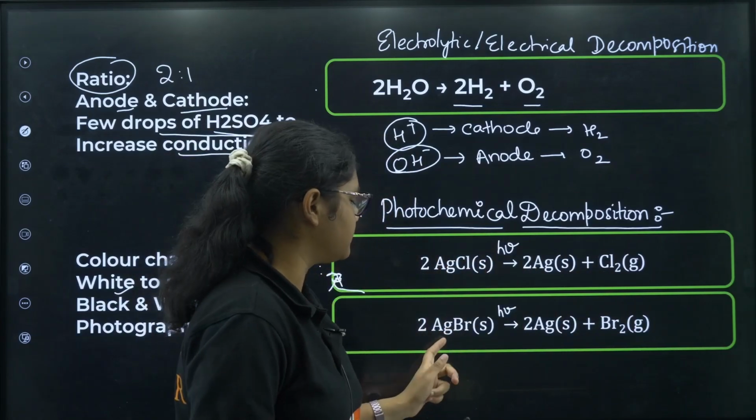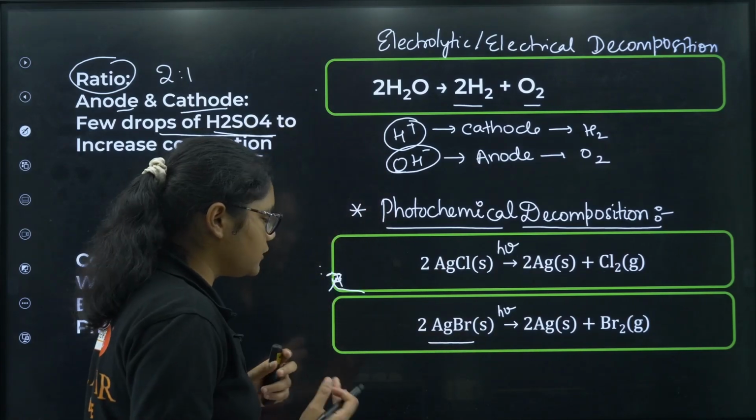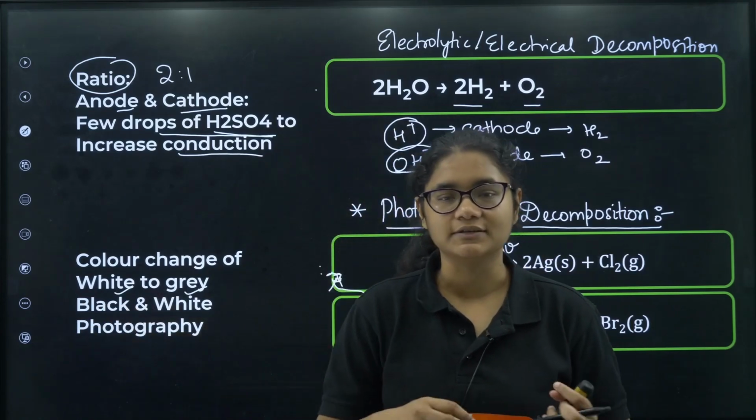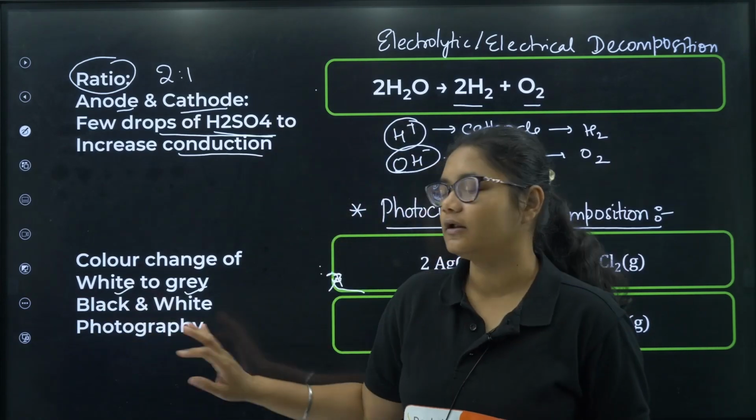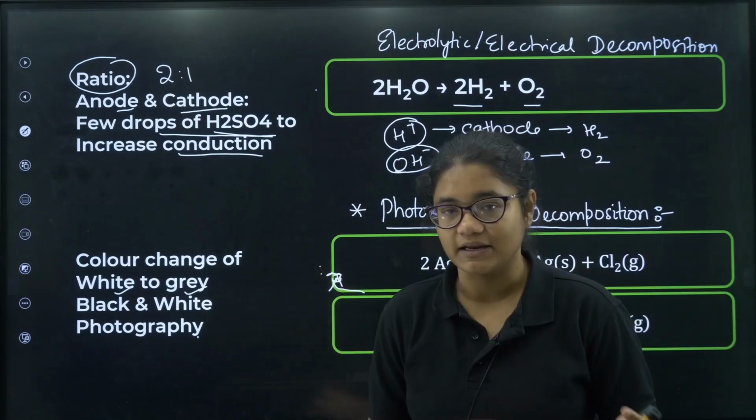Now a similar reaction we have with AgBr as well. This AgBr has another use: it is used in black and white photography. So if a question is asked what is one use of this, you can write this down. These are the questions that have been repeatedly asked from these reactions.